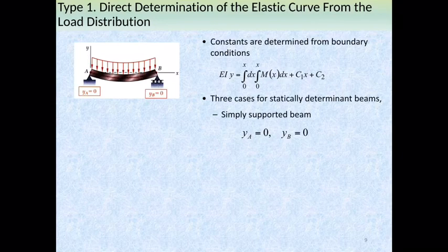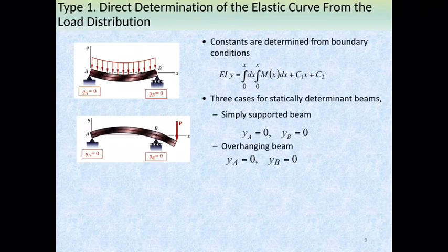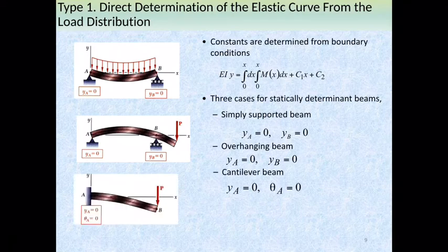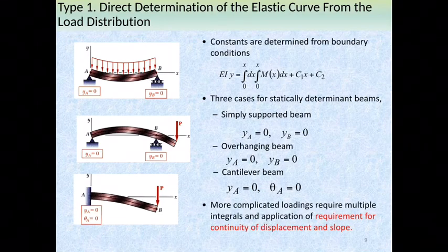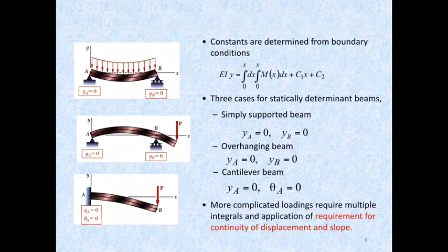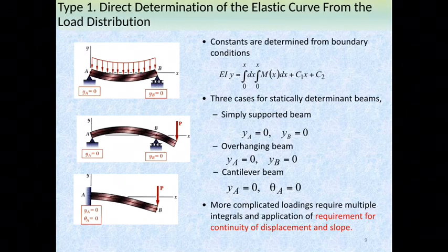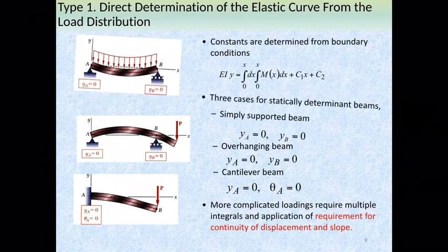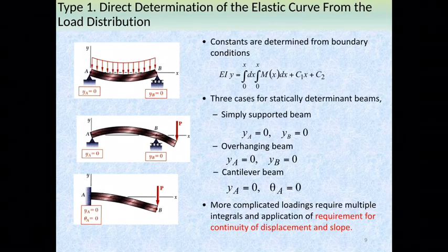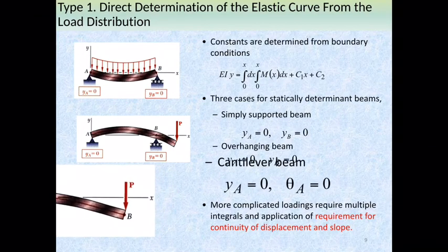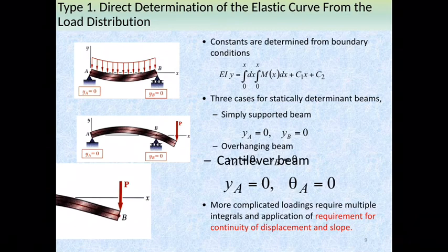Constants are determined from boundary conditions. It depends on the loading type of the beam. The figure shows 3 cases for statically determinate beams. The first one is simply supported, second overhanging, and cantilever beam. As you can see here, at the support point, there is no deflection, and at the fixed support end, there is no deflection and no slope.